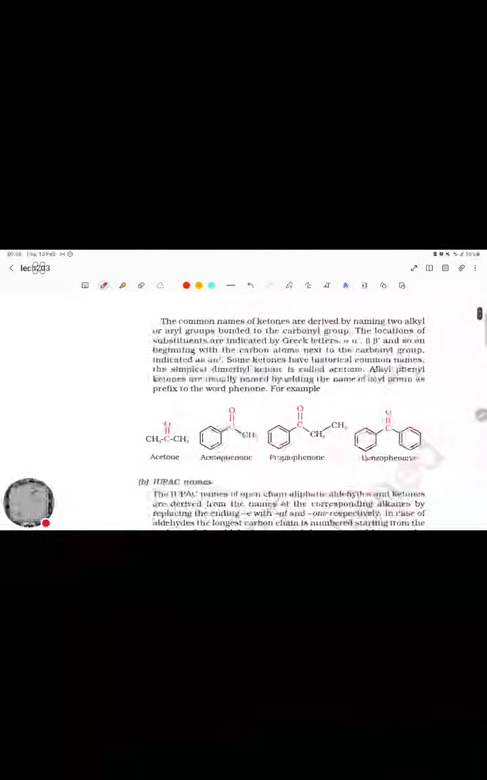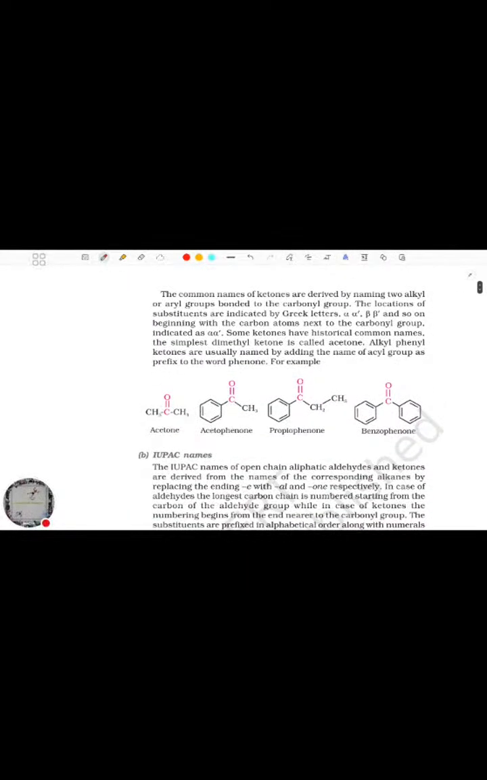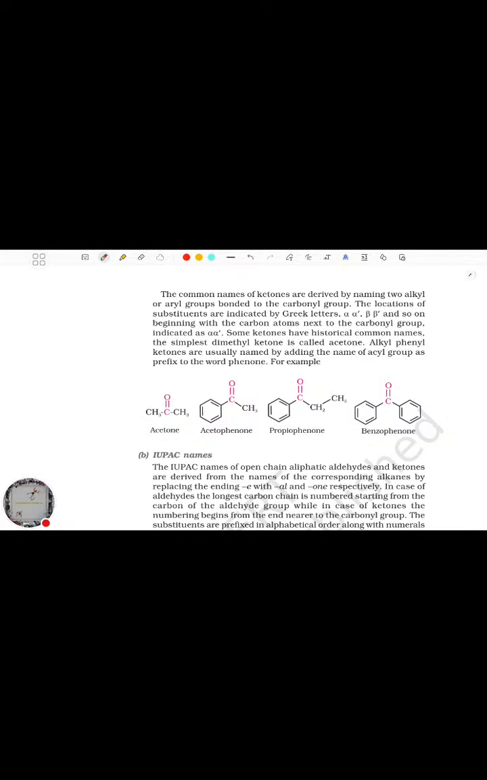The common names of ketones. So இப்போ நம்ம வந்து ஆல்டிஹைட்ஸ்களுடைய காமன் நேம் நாமன்கிளேச்சர் பார்த்தோம். இப்போ வந்து கீட்டோனுடைய நாமன்கிளேச்சர் அப்படின்னு பார்ப்போம். The common names of ketones are derived by naming two alkyl or aryl groups bonded to the carbonyl group. So the locations of the substituents are indicated by the Greek letters.